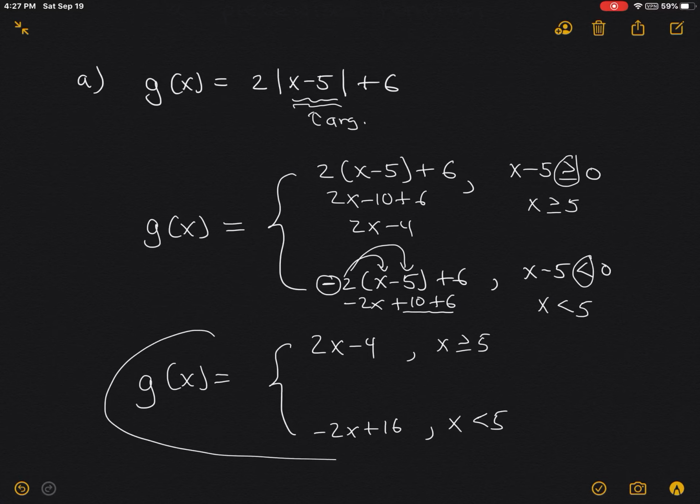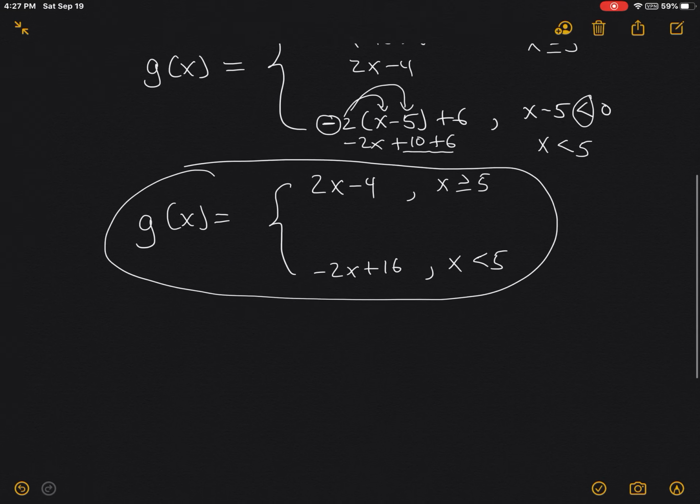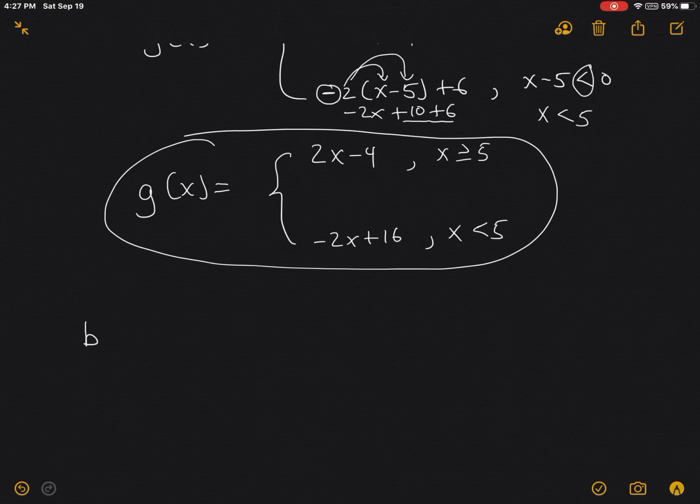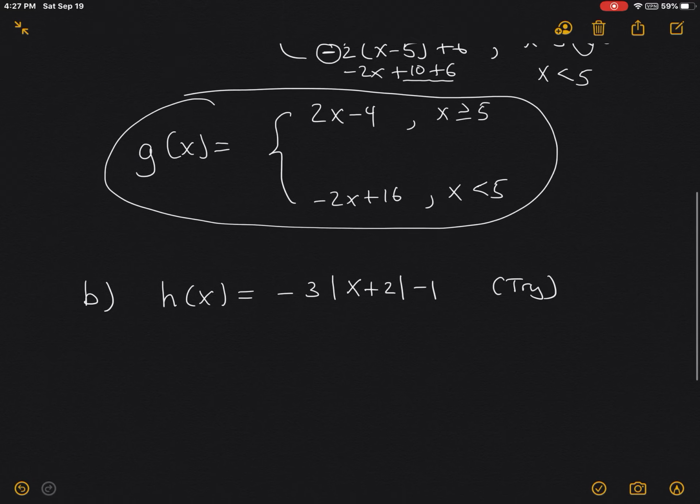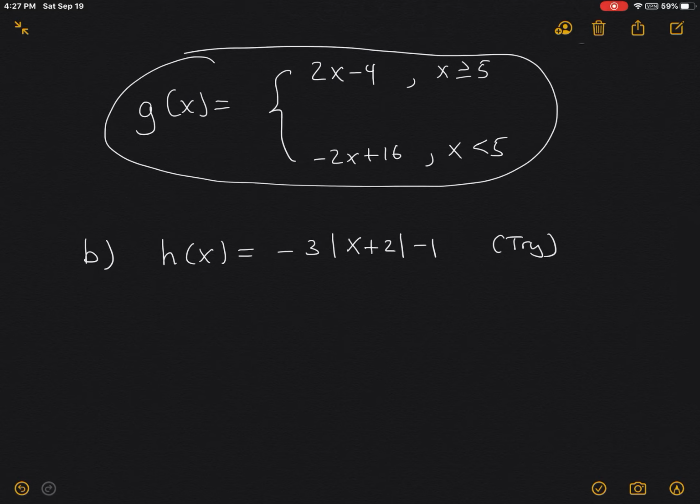So all I did was apply the definition. If you know how to combine like terms, it should be relatively straightforward. For this next example, maybe you can pause the video and try this on your own. Let me make something up: negative 3 times the absolute value of x plus 2, and then minus 1. Try this, pause it, see if you can get the correct answer, and then unpause it as I explain the solution in detail.